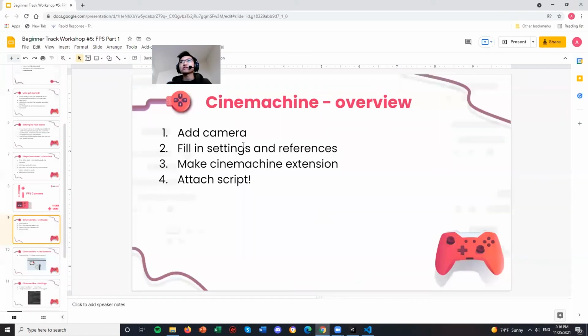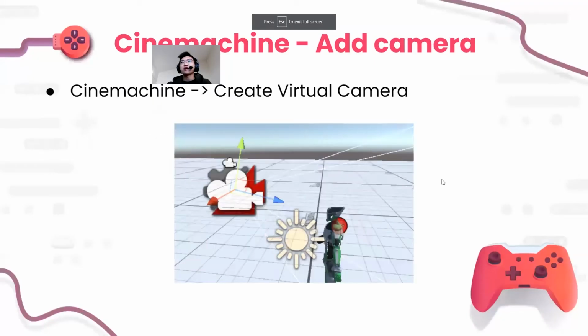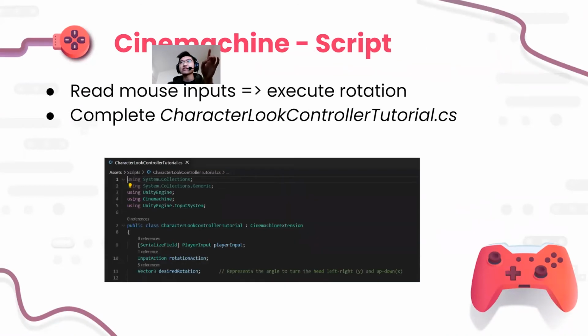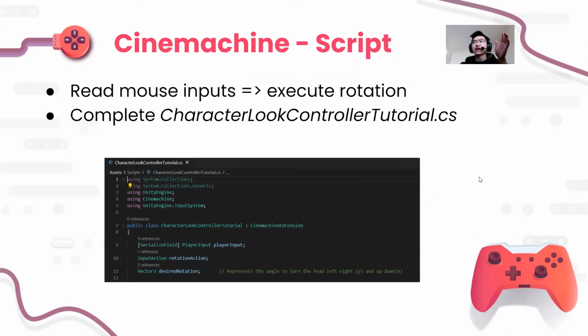So if we go back to our slides, this is where we just were. We added our Cinemachine to the player's head and put in our information about it. The next step is we're going to dive into the code and actually make a script that will help read in inputs from the mouse and cause the Cinemachine camera to rotate with our mouse.